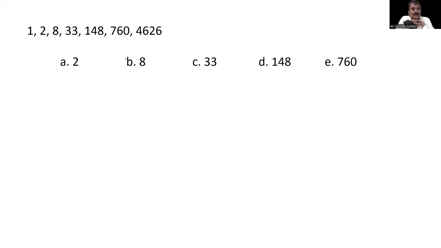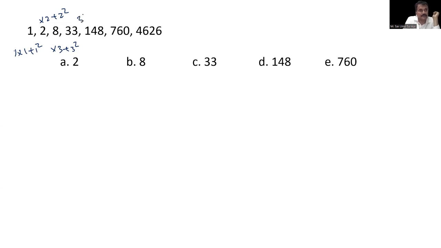1, 2, 8, 33, 148, and what is the answer? Difference is 1, difference is 6. So use the difference. That difference must be in the form of squares. Let us take 1 into 1 plus 1 square, that is equal to 2. 2 into 2 plus 2 square, that is equal to 8. 8 into 3 plus 3 square, 8 into 3, 24, 24 plus 9, that is equal to 33.